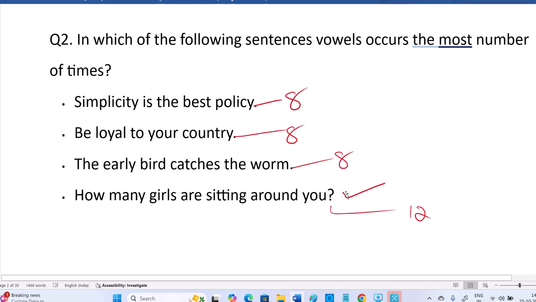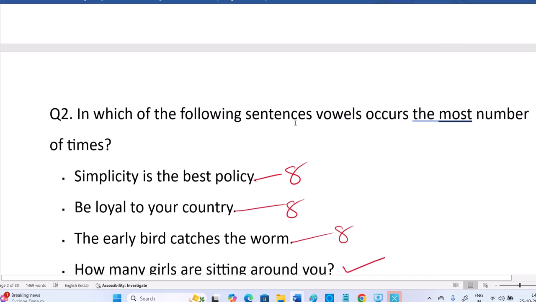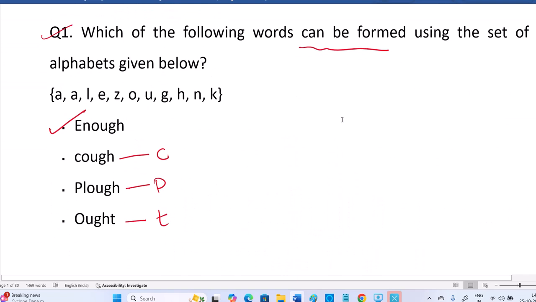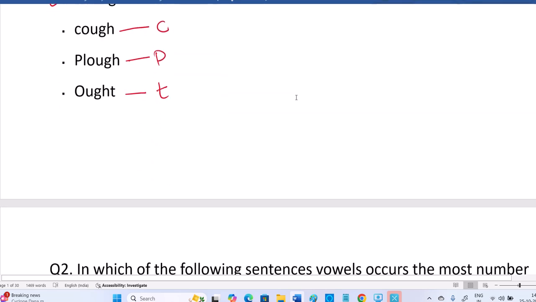So sometimes they'll ask for the least number of vowels, most number of vowels, like that. Sometimes in the previous question, cannot be formed, can be formed, cannot be formed. Read the question properly. And this type of model is very important, for people who are preparing for SSC, Staff Selection Commission, as well. There is one different question: can be formed, cannot be formed using given letters.